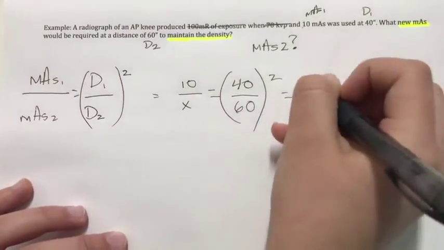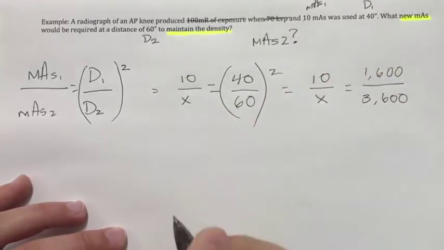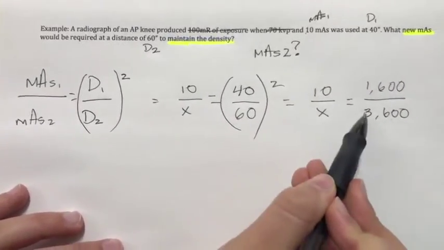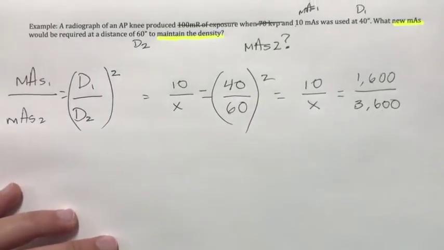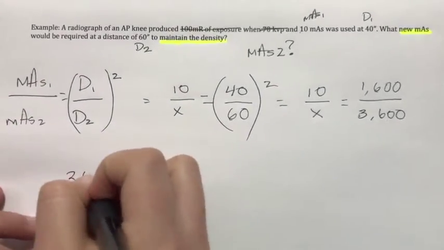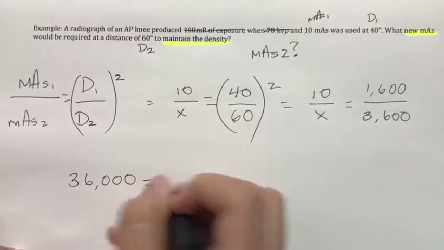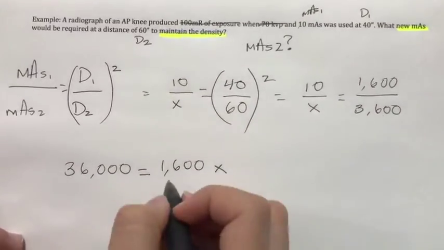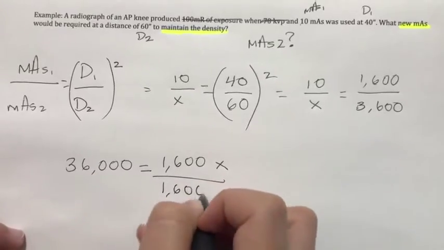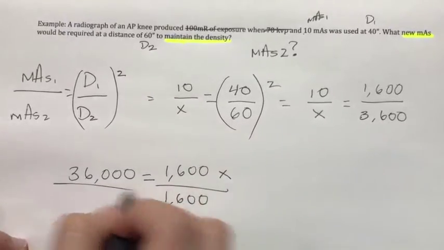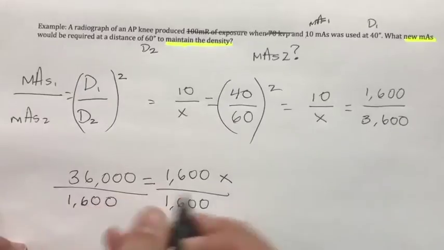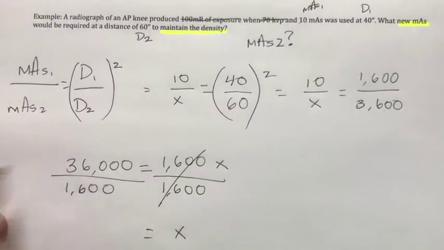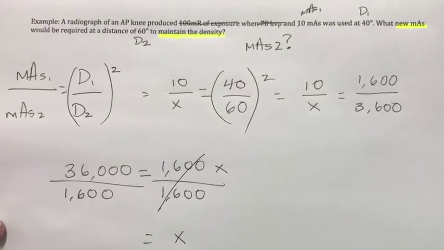3,600 is equal to 10 over x. Now we're going to cross multiply. So we cross multiply 10 times 3,600. That gives us 36,000 is equal to 1,600x. So in order to leave x by itself, we have to divide by the same number so it cancels out. Divide 36,000 by 1,600.